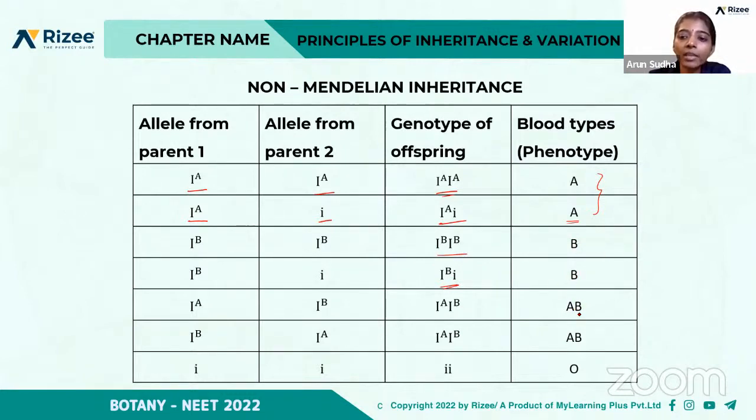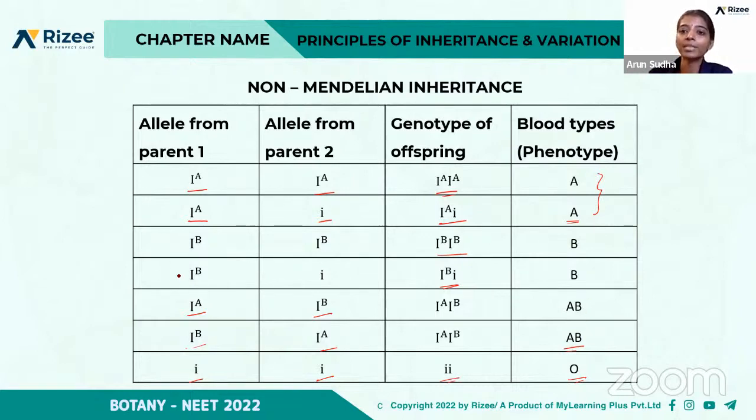If the offspring or progeny has blood group AB, they may receive either IA from one parent and IB from the other parent, or IB from one parent and IA from the other parent. Then they will get the blood group AB. And i, with no sugar or no antigen, from one parent and also no antigen from the other parent: this is the only possible genotype in the case of blood group O. So these are the different blood types of the progeny.